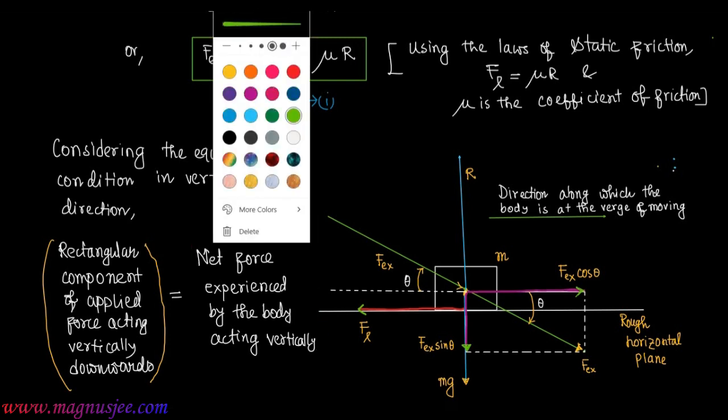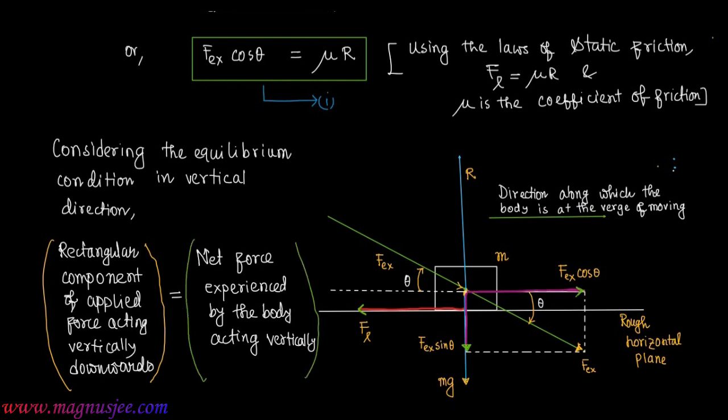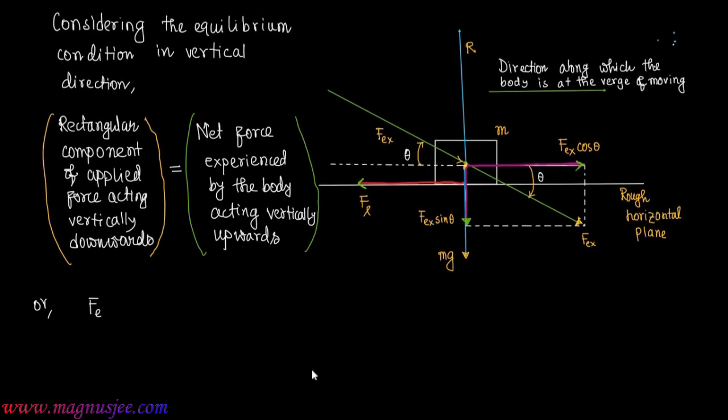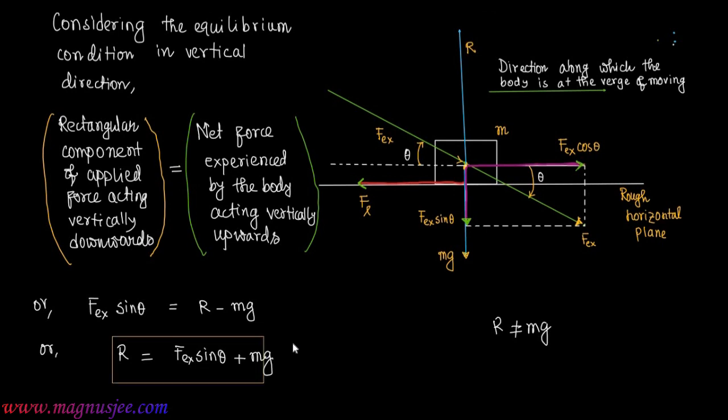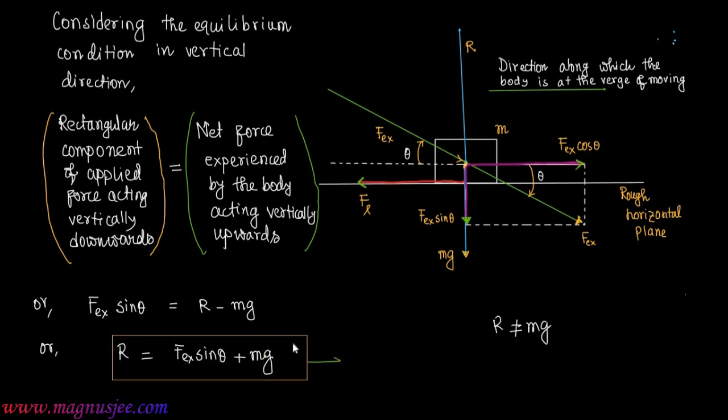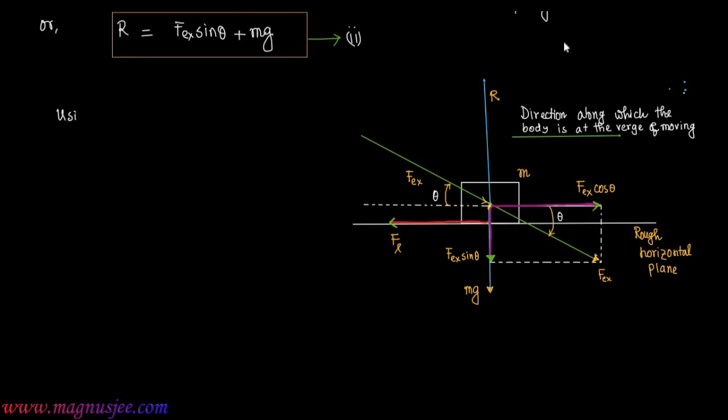Net force experienced by the body acting vertically upwards, or Fex sin theta, it should be Fex sin theta, not Fex cos theta. Fex sin theta will be equal to the net force acting in the upward direction, R minus mg. Therefore, R is not equal to mg in this case. Normal reaction R will be equal to Fex sin theta plus mg, which is equation 2.